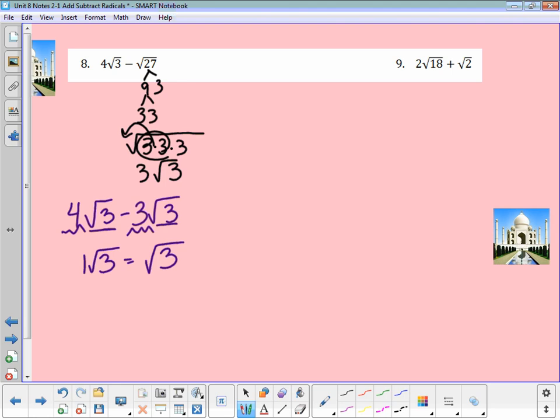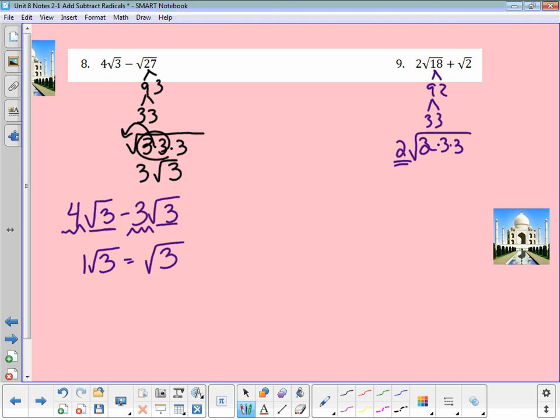Okay, let's take a look at number 9. For number 9, we want to split up 18. That'll give us 9 and 2. Break that down to 3 and 3. So then I have 2. I'm going to keep that coefficient out front. So I have 2 times 3 times 3. Notice that I kept that 2 there. This is going to become really, really important as we're moving through these.